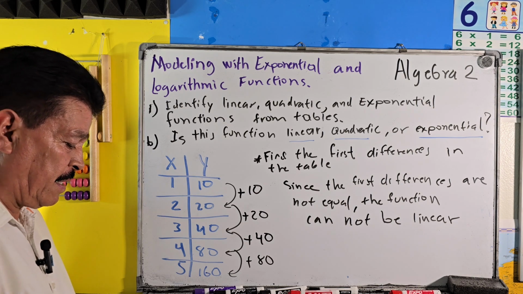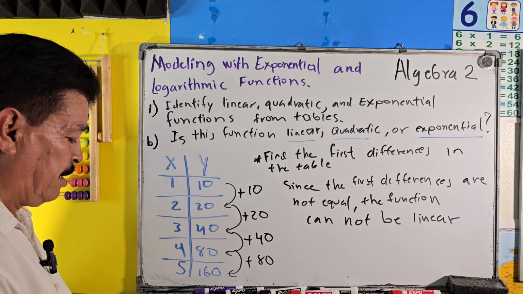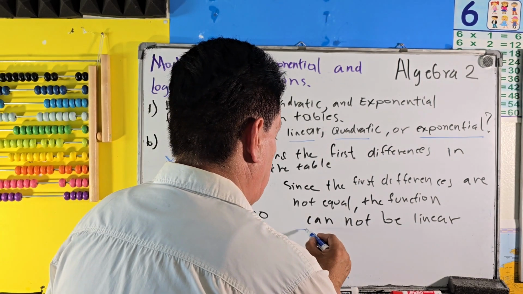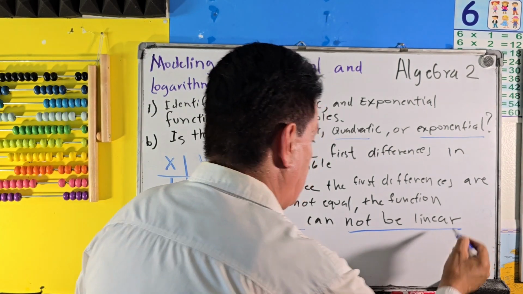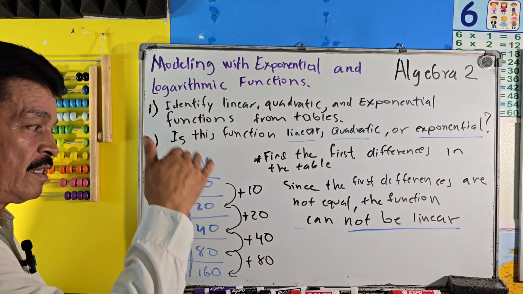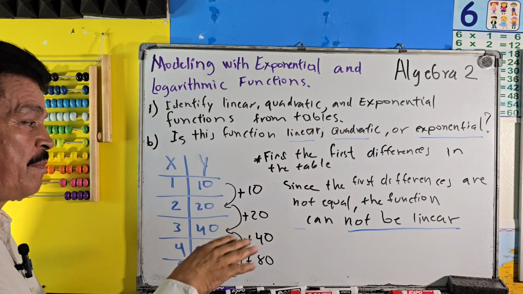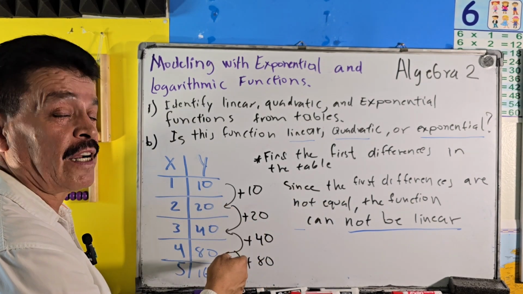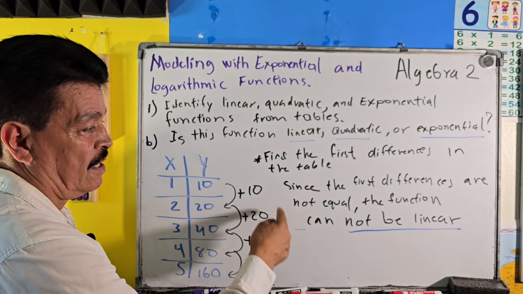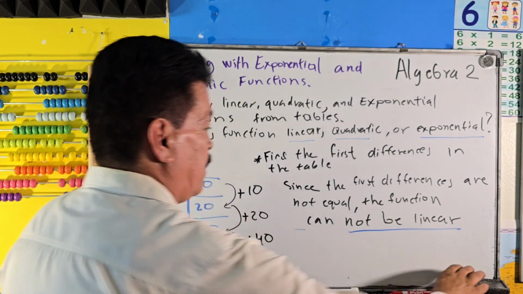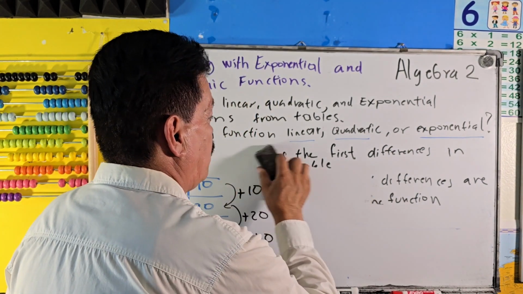Why did I make this differentiation here? When the differences stay the same, then it's linear. But when the differences are not equal, the function is not linear.